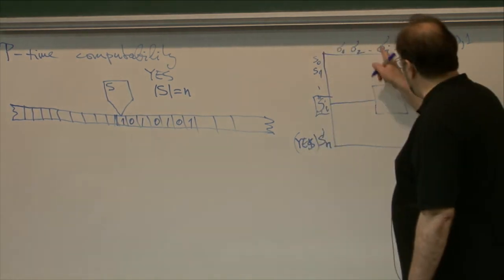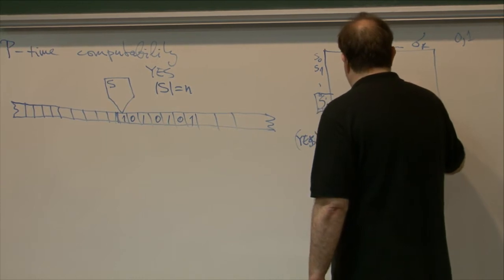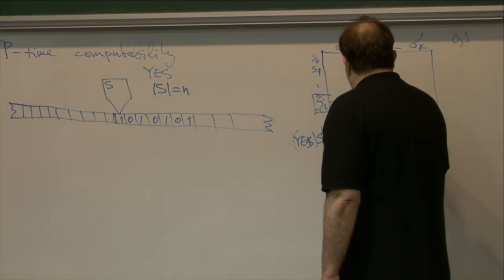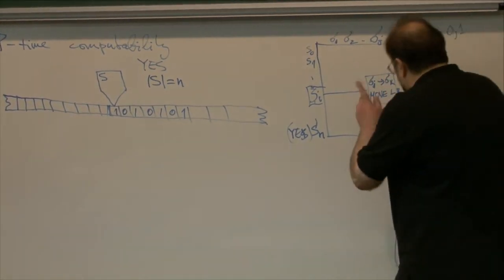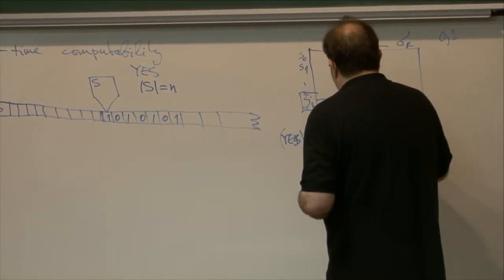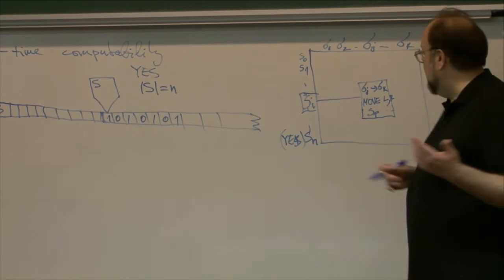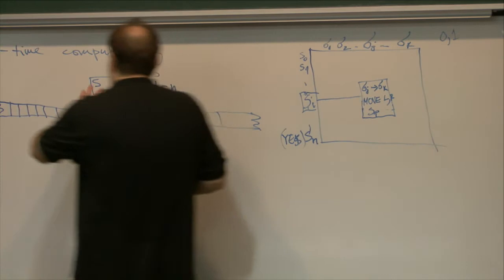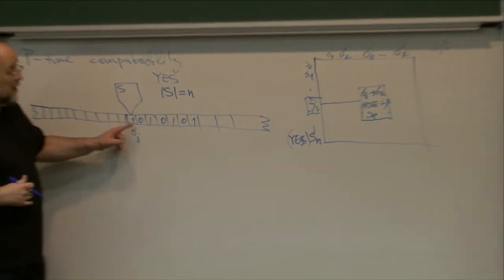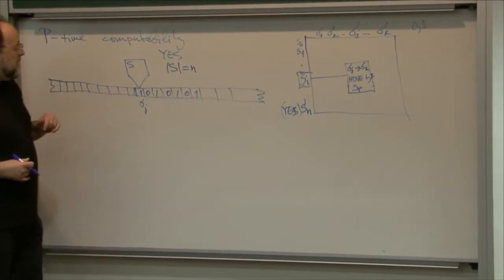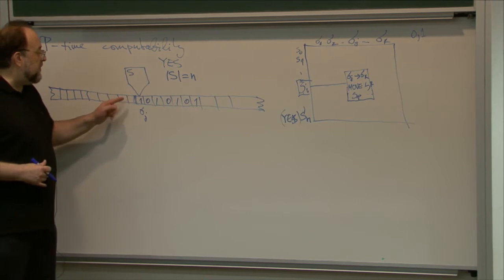if you are in state Si and you see symbol sigma j, then change sigma j into some other symbol, maybe sigma k, and move left or right, and change state into another state, say p. So it's essentially a computer program, right? That says if the internal state is Si and you see symbol sigma j, then change sigma j into sigma k, change the state from Si to some state Sp, and move to the left or move to the right.